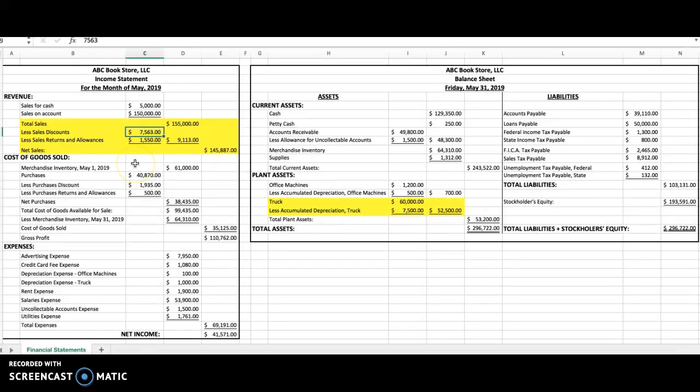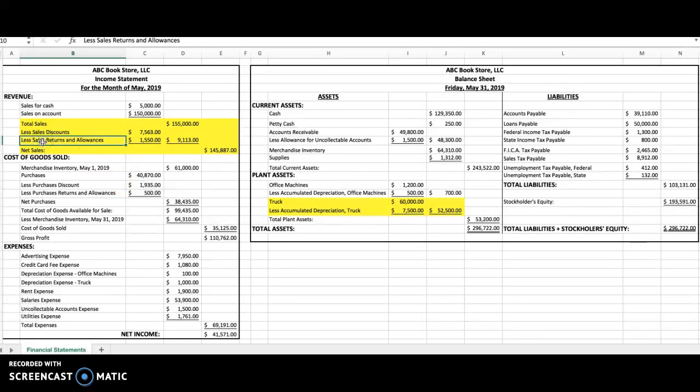We gave some discounts because our customers paid early. So the 7563 actually represents a minus. It says less sales discounts. So we deducted money that customers owed to us. That helped us because we got the money early. We gave them a discount because they're a good customer. We want them to keep coming back to us, and we got their money a little early.